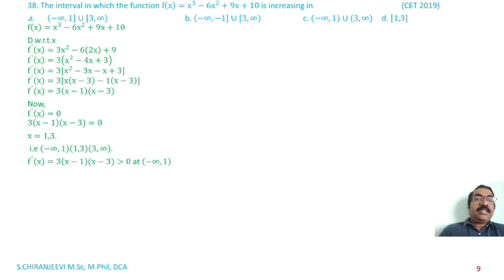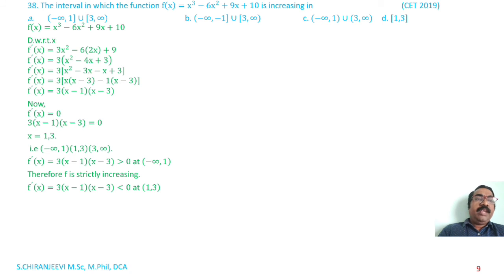So f dash of x equal to 3 into x minus 1, x minus 3 will be greater than 0 at minus infinity comma 1. So if you take any value between minus infinity to 1, it will be greater than 0. Therefore f is increasing. F dash of x is 3 into x minus 1 into x minus 3 will be less than 0 at 1 comma 3.